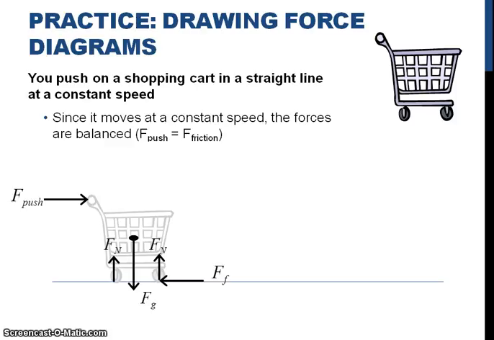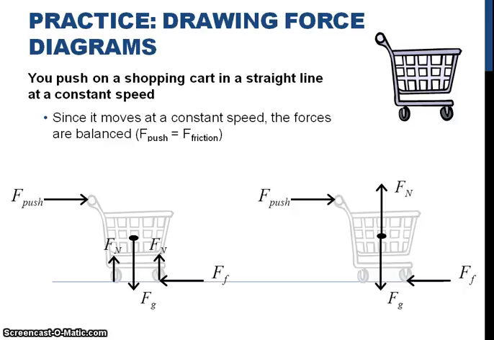Another way you could draw that normal force would be to direct it at the center of the object, and you can see the size of the arrows is equal here, and the size of the arrows is equal here, so we have constant motion.